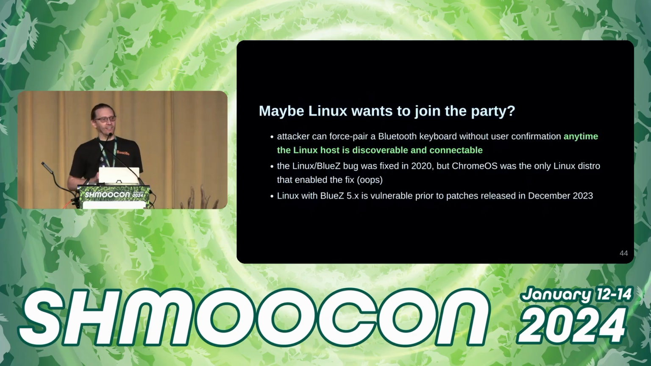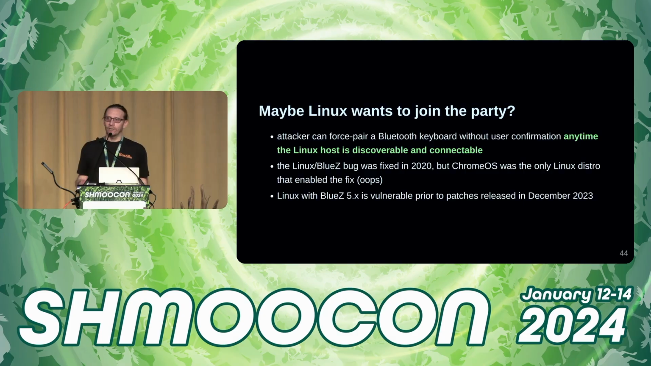And so now that I saw this on Android, I decided to go and check it on Linux. And it turns out that the Linux attack is very, very similar. It had been fixed once before, and we'll get to that in a moment. So on Linux, as long as the host is discoverable and connectable over Bluetooth, the attacker can force pair a keyboard and inject keystrokes without user confirmation. This is distinct from Android in that on Android, the device has to only be connectable, but it has to be discoverable and connectable on Linux for the attack.